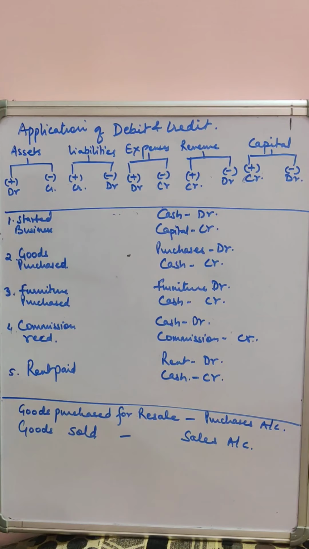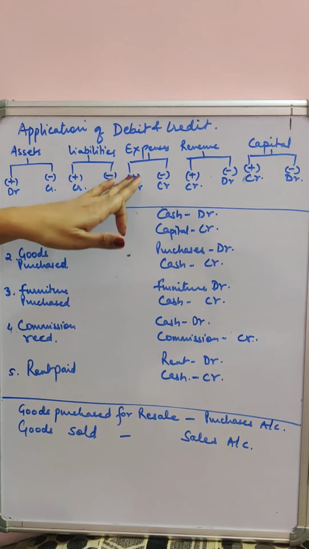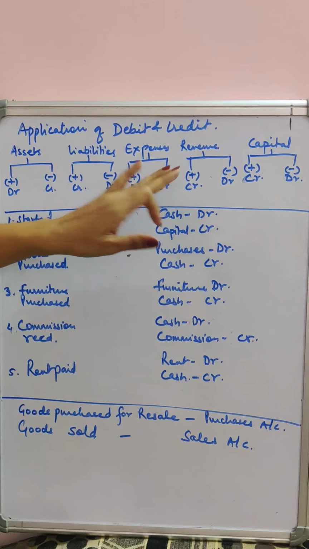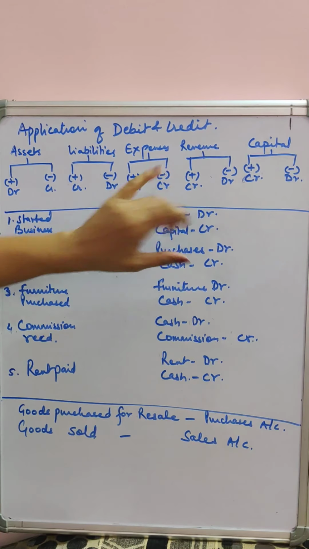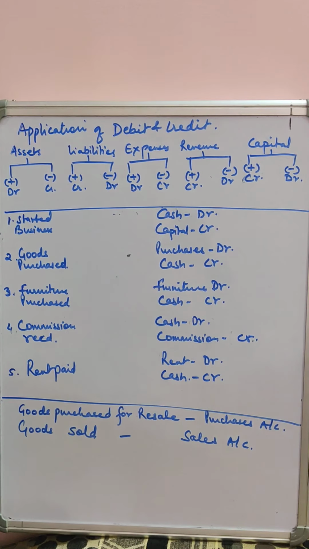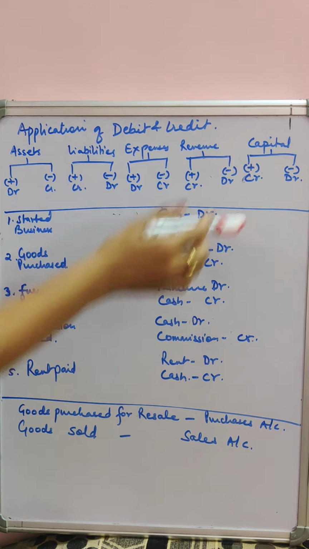Assets: any increase in asset is debited, decrease in asset is credited. Liabilities: any increase in liability is credited, decrease in liability is debited. Expenses: increase in expense is debited, decrease in expense is credited. Revenue: increase in revenue is credited, decrease in revenue is debited. And capital: any increase in capital is credited and decrease in capital is debited. That means a complete account we have divided into these 5 categories.